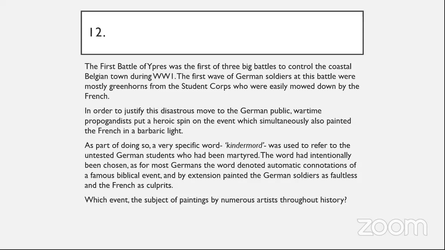You can either give me the more common name of the event, or even if you describe the event to me, that will also be sufficient for points. This is a direct to team 5.